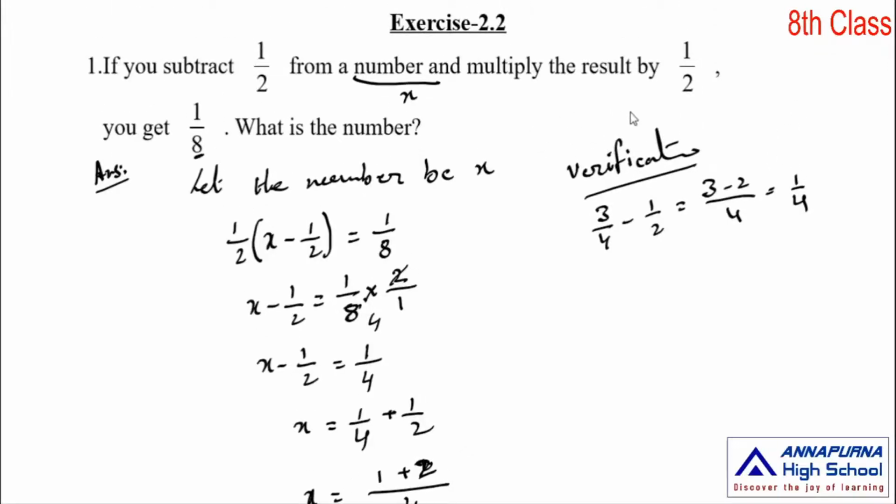And multiply the result. Here what is the result? 1 by 4 is the result. And multiply the result by 1 by 2. So 1 by 4 into 1 by 2 is equal to 1 by 8. So we get 1 by 8. So the problem is solved. In the same way, we solve the remaining problems in exercise 2.2.